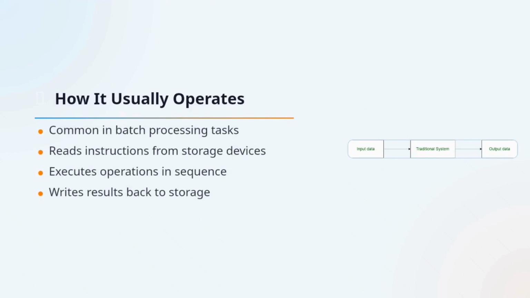Traditional systems are commonly seen in batch processing environments. The computer reads a set of instructions, performs the required operations one after another, and then stores the results. This is a linear and sequential style of working. Because of this, it is suitable for tasks where timing and outside events are not the main concern.